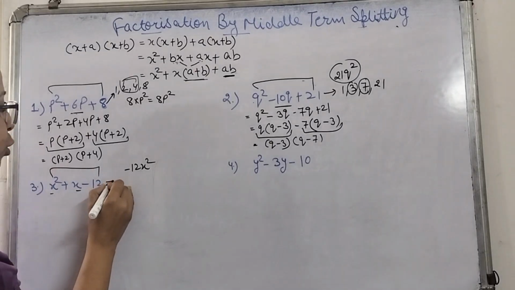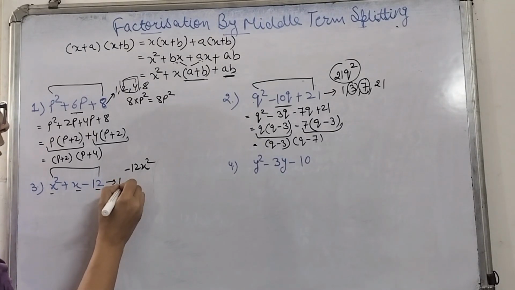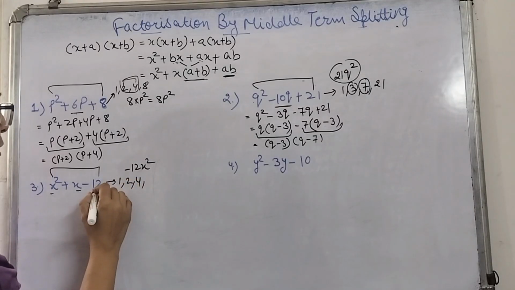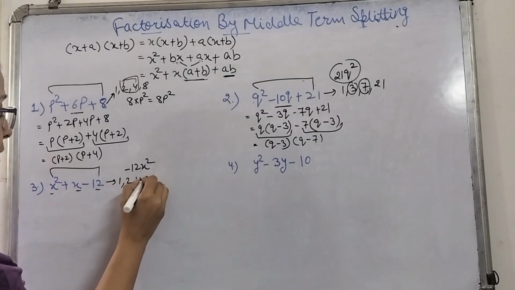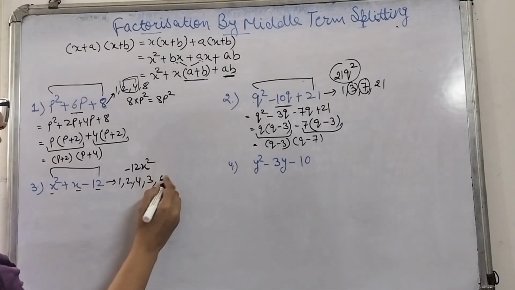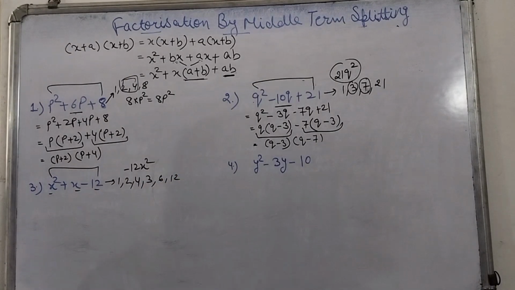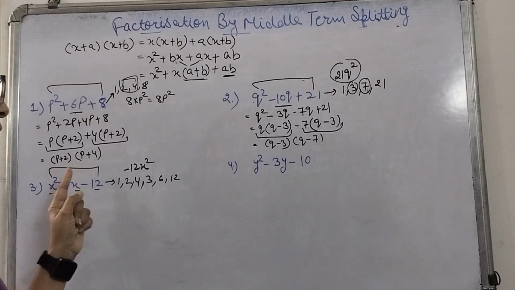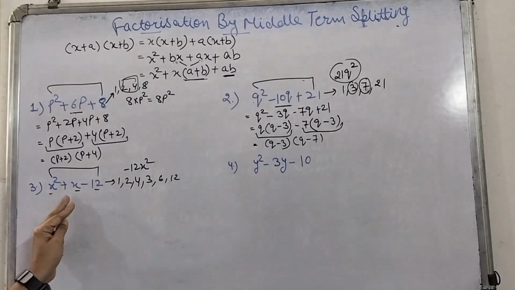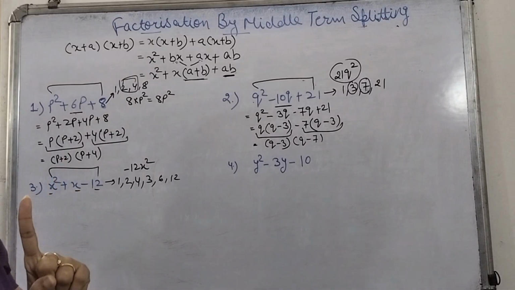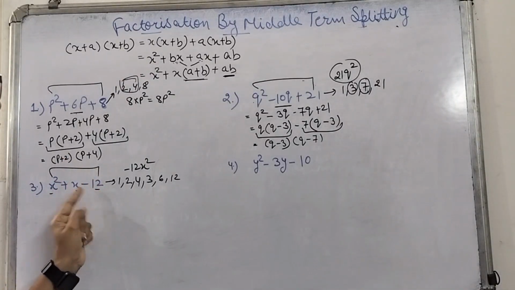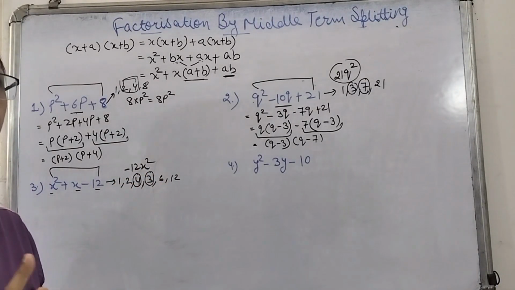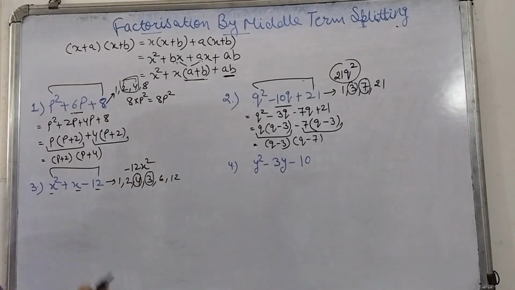Now see the factors of 12. 1 is a factor, 2 is a factor, 4 is a factor, 3 is a factor, 6 is a factor, and 12 is a factor. All these are the factors of 12. Now, because one of the terms will be positive and one will be negative, the difference of the two terms should be 1 and the product should be equivalent to 12. The difference of 4 and 3 is 1 and the product of 4 and 3 is 12.